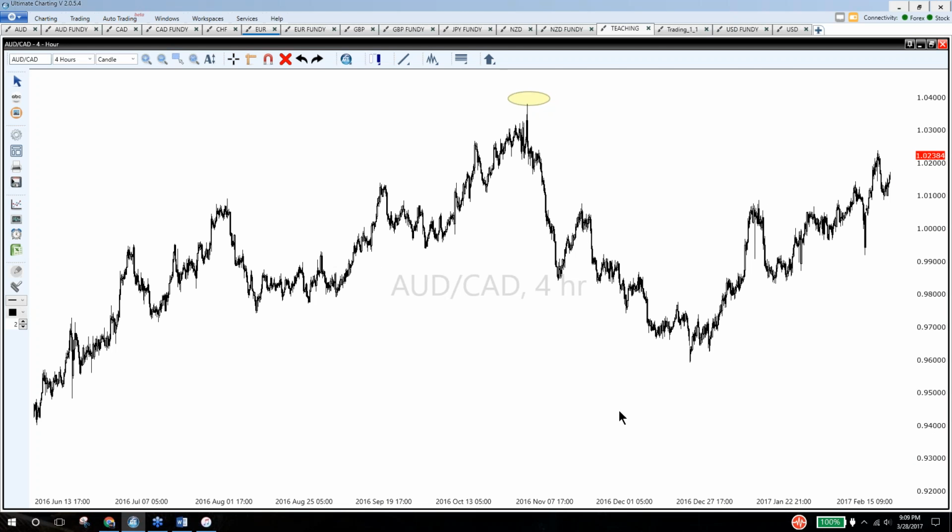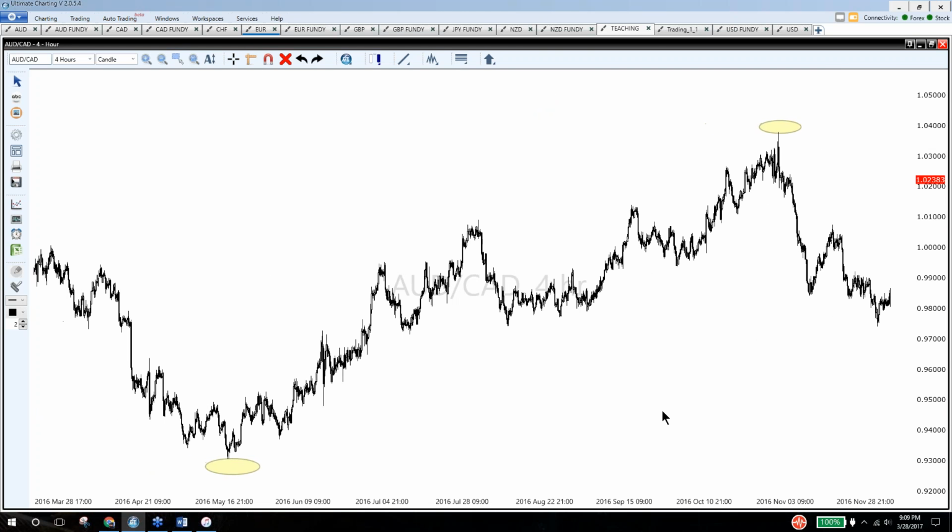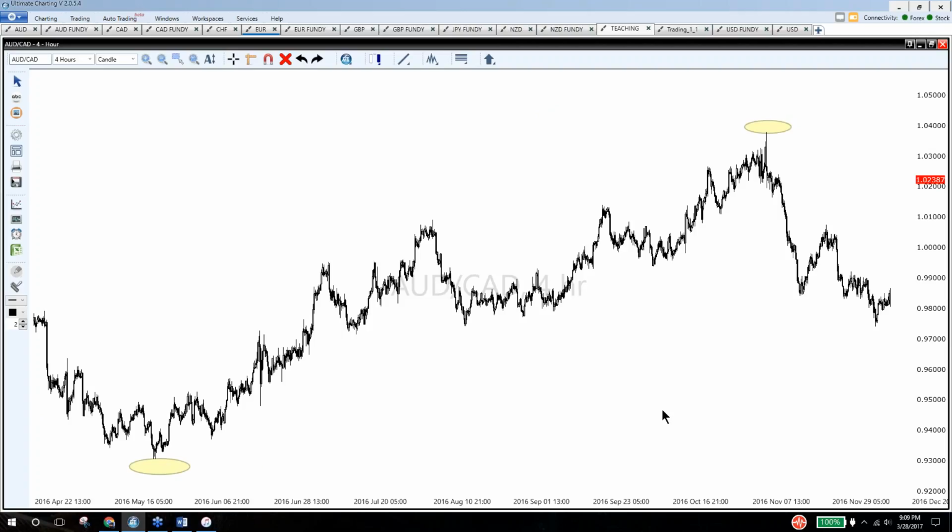So if you just have to look at the information between these 2 points, what kind of trend would you say was in place here? Uptrend, downtrend, sideways movement? Absolutely, we've got ourselves an uptrend.